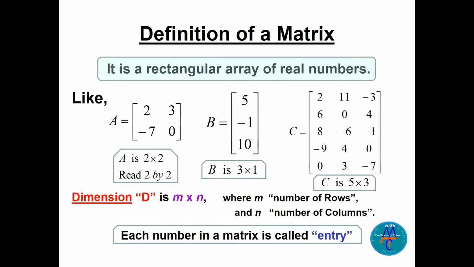Now, what is a matrix? Matrix is a rectangular array of real numbers. You can put them in any order like this, rows and columns, like we have matrix A. This is 2 rows here, 2 columns. So we say A is 2 by 2. We can have a matrix B, 3 rows, 1 column. We say 3 by 1. And then C, we can say 5 by 3. The first number always is the number of rows, and the second number is the number of columns. Each number, we call it entry. That is the definition of a matrix.